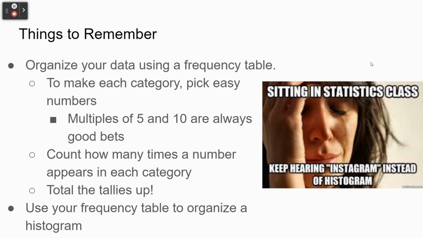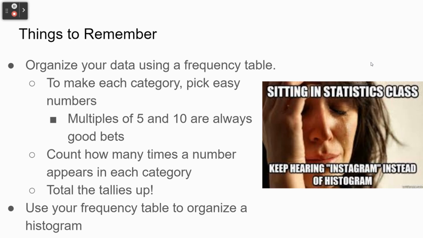You are then going to use your frequency table to organize a histogram. Use the categories you use to make the x-axis. The y-axis is just a normal scale for your tallies, and then you make some rectangles on it, essentially, that match up with your frequencies. Pause the video, write down anything that you need from this slide, and then we'll go on to the suggested practice problems for today.